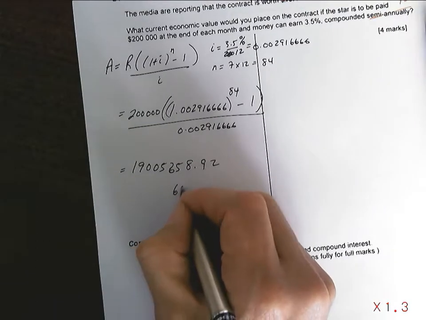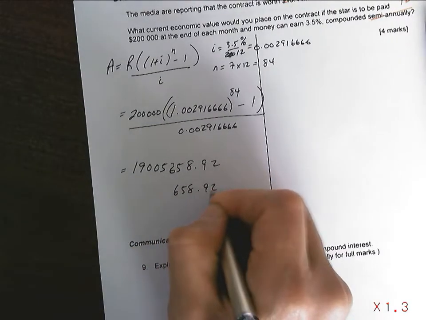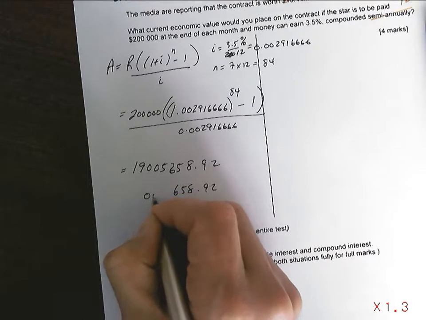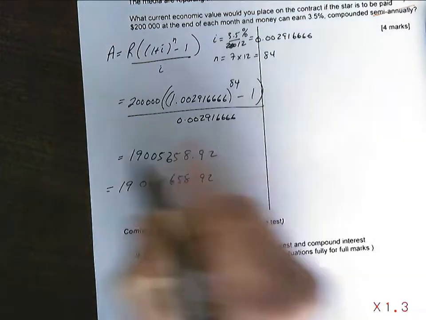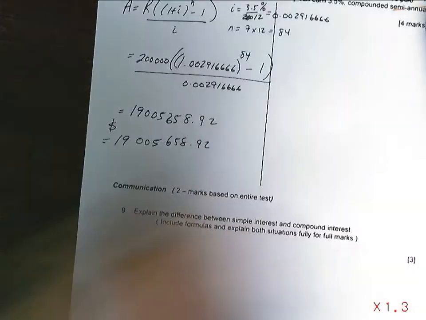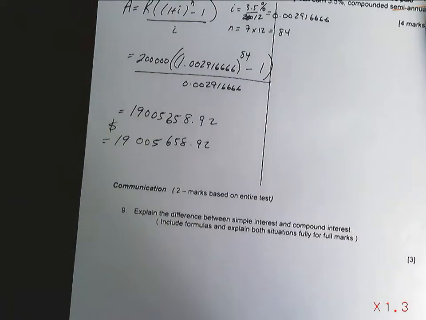So it's 658. Those are pennies, don't care about those. 005 19. So it's looking like this young hockey player, by the end of this, if they're paying him $200,000 at the end of each month, and he's able to earn that money on it, then by the end of his 7 years, he's actually going to have $19 million, which is a bit more than the 16.8 that they're reporting.